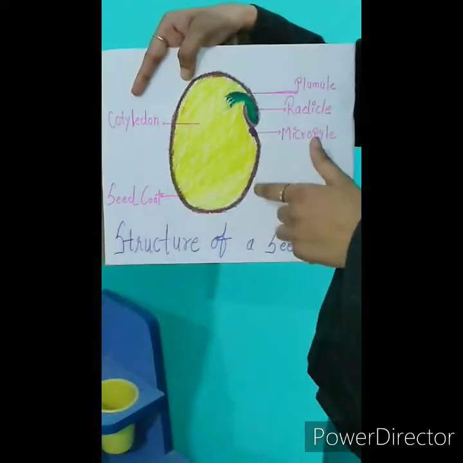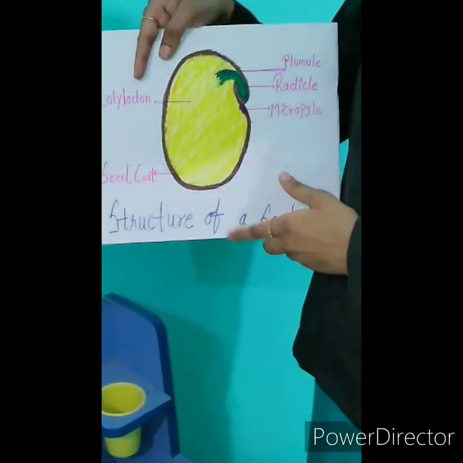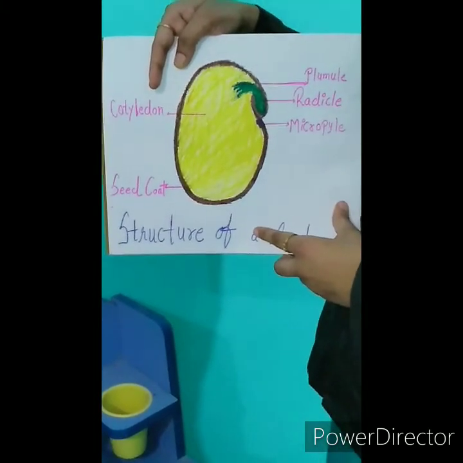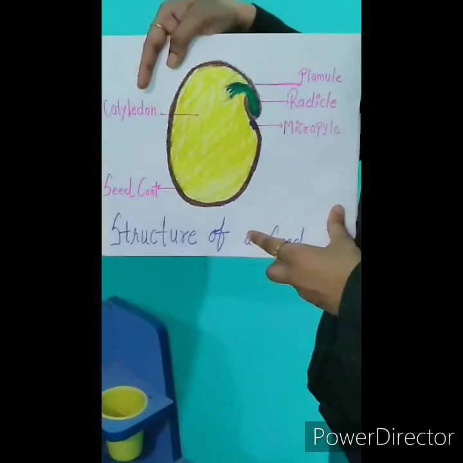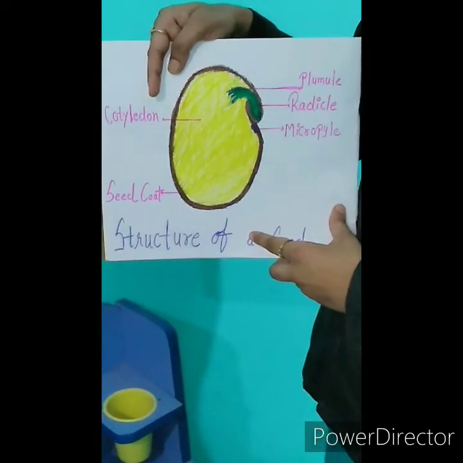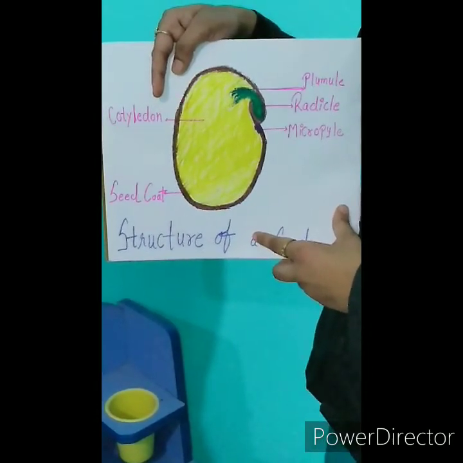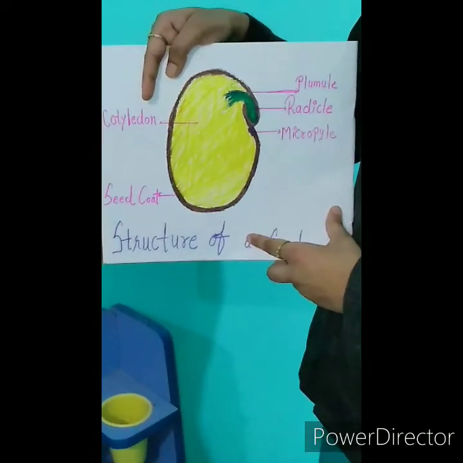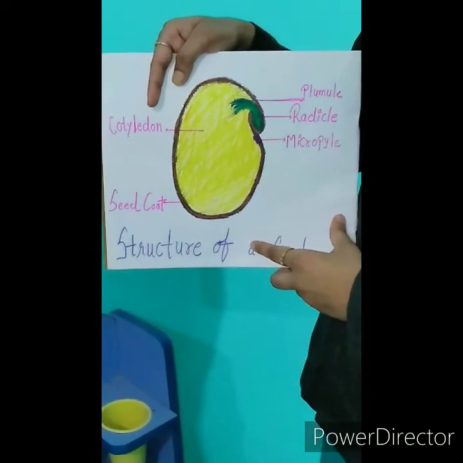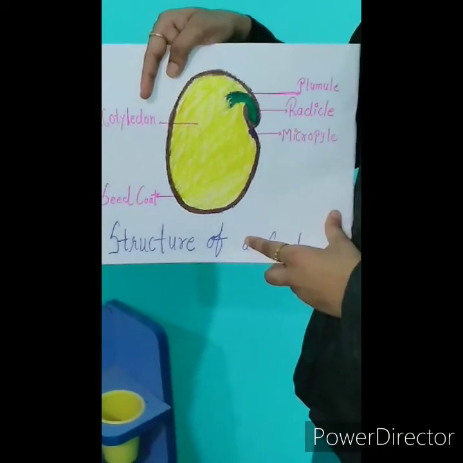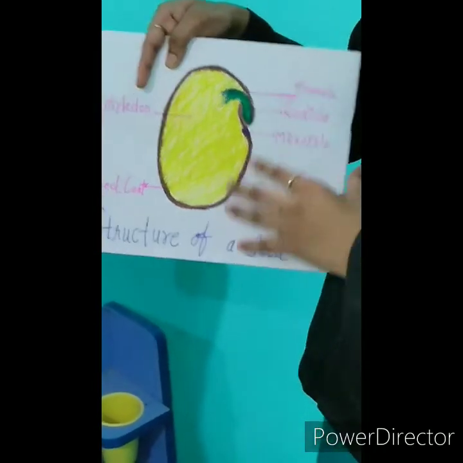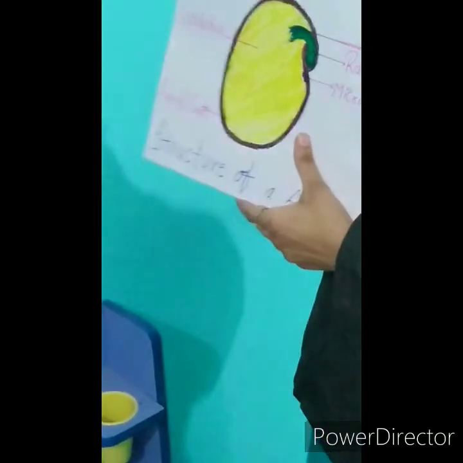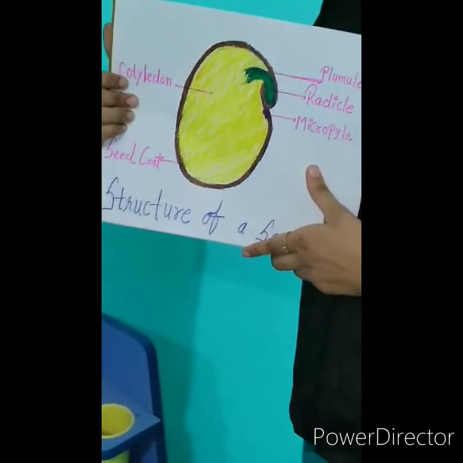This is the structure of seeds. Seeds like gram and peas have two cotyledons, and some seeds like wheat, maize, rice, etc. all have one cotyledon. Dear children, reproduction of seeds occurs only when seeds germinate. If the seed germinates, then reproduction can occur. So now we will learn about germination of seed.